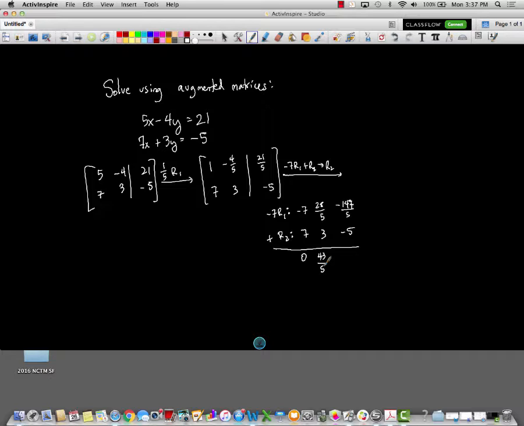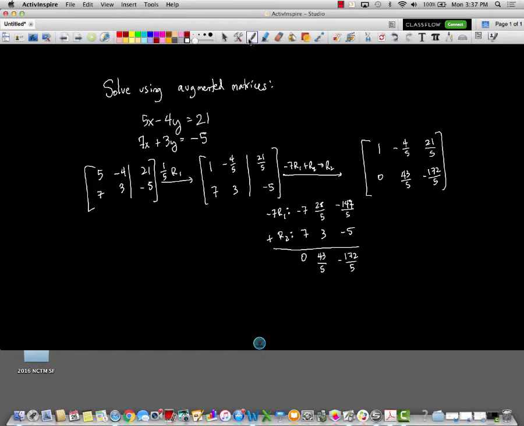And then this one, -147/5 plus -25/5 would be -172/5. And that's going to go in place with row 2. So row 1 is going to remain the same. And I'm going to replace row 2 with these sums that I got. Like that.